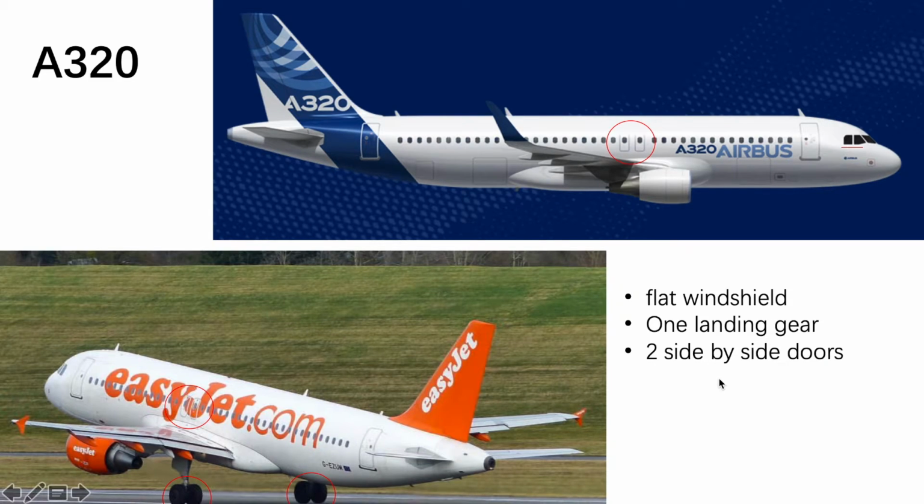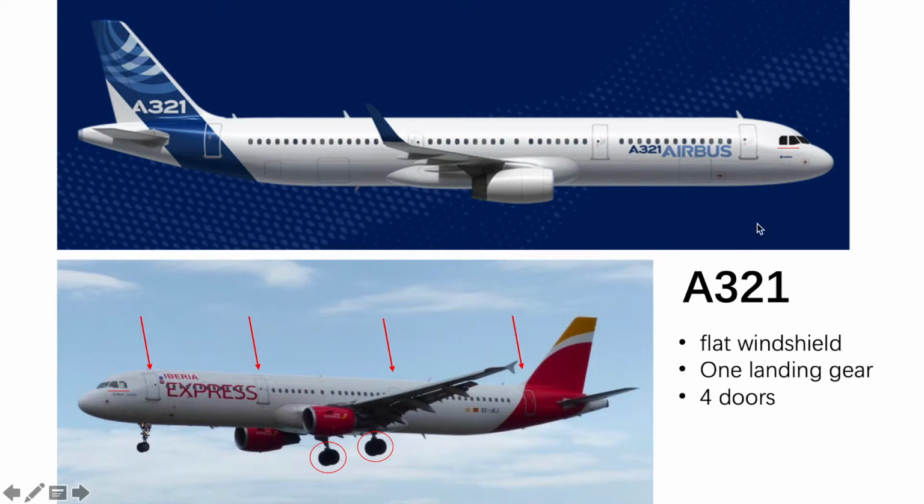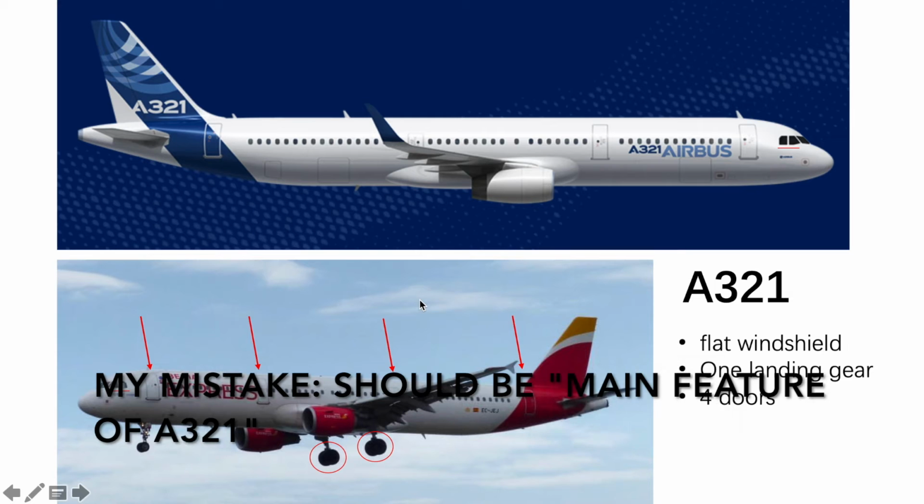For A320, it has a flat windshield, one pair of landing gear, but it has two side-by-side doors in the middle of the fuselage. That's the A320. For A321, it has flat windshield, one pair of landing gear, and four doors on the fuselage. So that's the main feature of the A320 family.